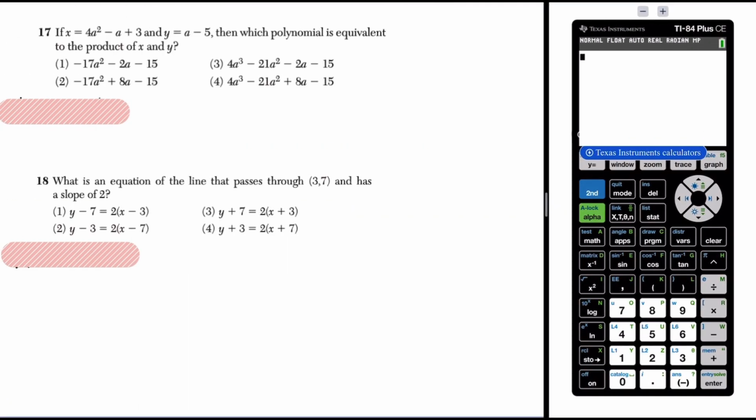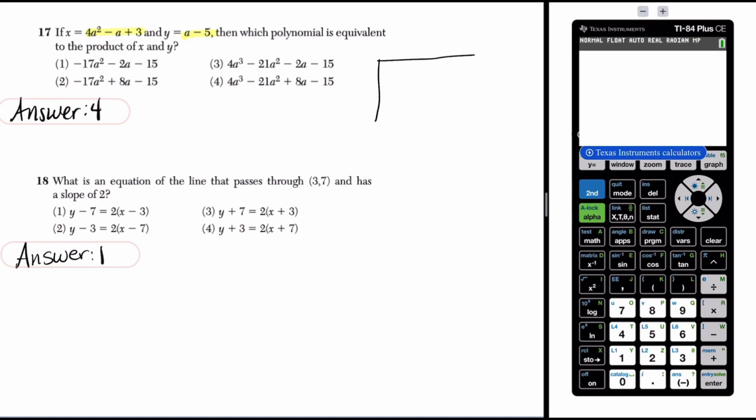Let's look at numbers 17 and 18. We get 4 and 1. All right, stay here if you need it broken down. With the first one, we're looking for the product of which polynomial is equivalent to the product of x and y. So in other words, if I were to multiply this expression and this expression, what would I get? So the best way I would see to multiply it is to literally use an array method.